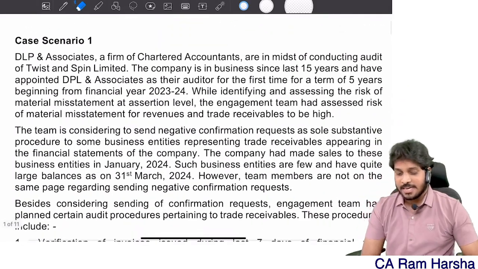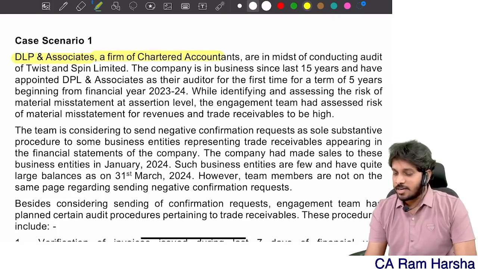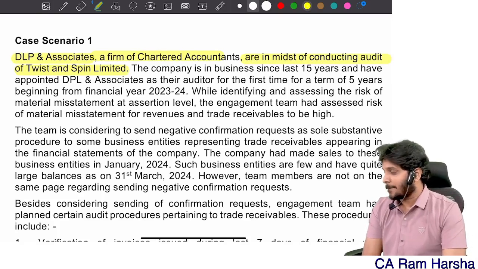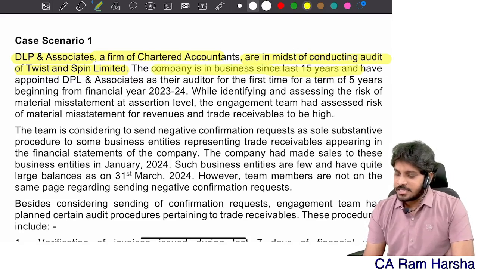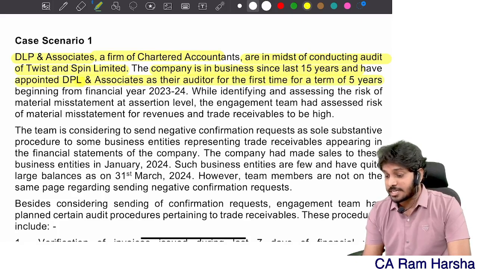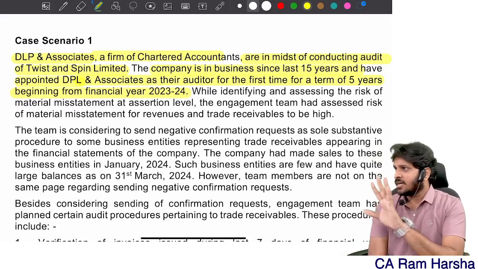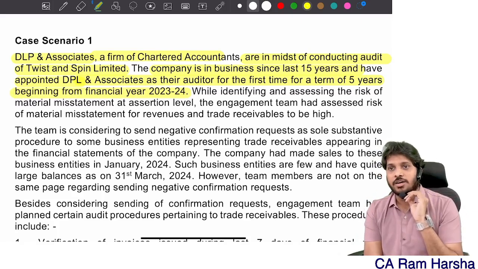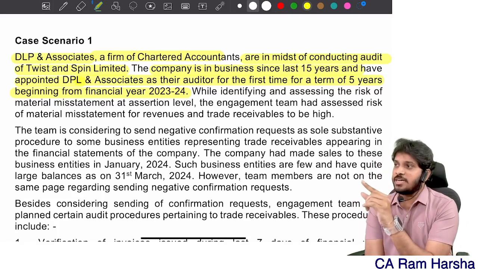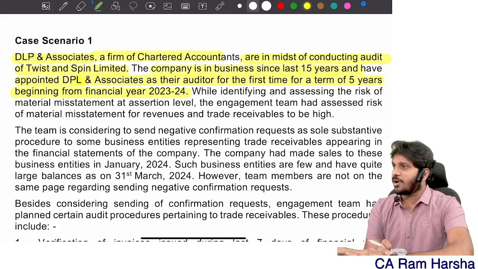MTP2 only. Case scenario 1: DLP and Associates, a firm of chartered accountants, are in the midst of conducting audit of Twist and Spin Limited. The company has been in business for the last 15 years and has appointed DPL Associates as their auditors for the first time for a term of 5 years beginning from 23-24. 5 years. For non-government companies, auditors are generally appointed for 5 years at a time, whereas for government companies, C&AG will appoint on a yearly basis. So auditors are not appointed at a time.